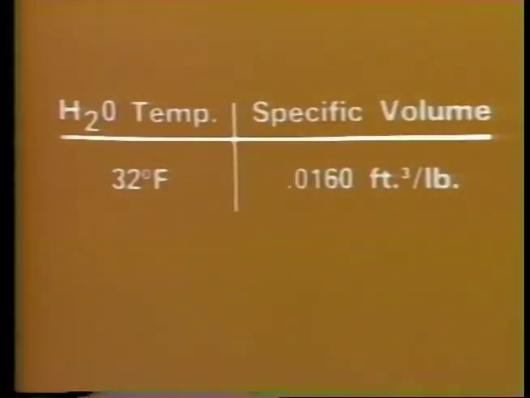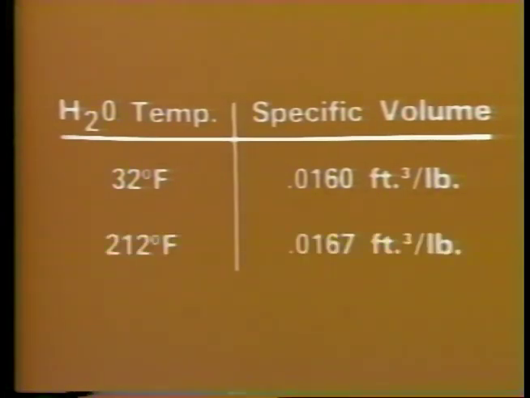The specific volume of subcooled water changes very little as heat is added. At 32 degrees Fahrenheit, the specific volume of water is approximately 0.0160 cubic feet per pound. At 212 degrees Fahrenheit, the specific volume of water is about 0.0167 cubic feet per pound. So, as you can see, up to the saturation temperature, the volume occupied by water increases only slightly as heat is added.